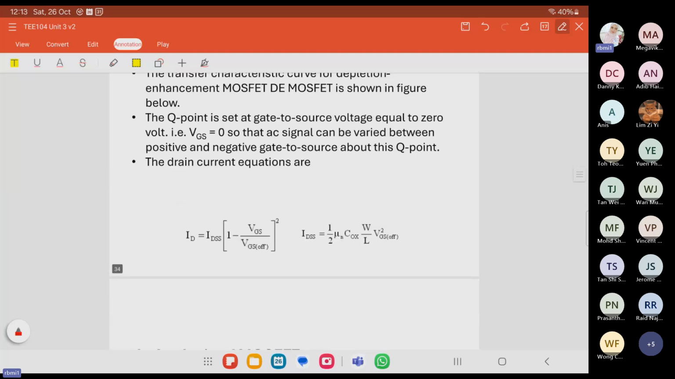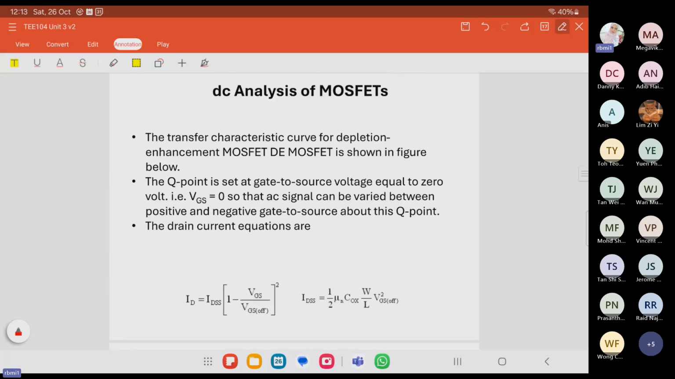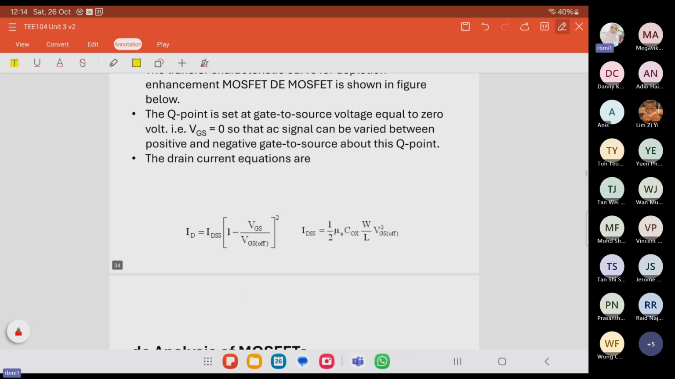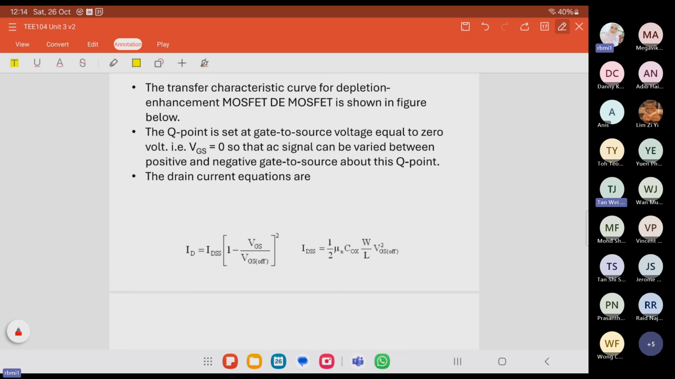Okay, let's see the DC analysis first. This is the explanation for the DC analysis of MOSFET. Transfer characteristic curve for depletion and enhancement MOSFET. These are the names for the MOSFET. As you can see here, for the transfer characteristic curve, we have the Q point, or it is the maximum point. And this is the drain current equation, the ID, for the transfer characteristic curve of depletion MOSFET. VGS off is the cut-off voltage gate to source. Normally the value of IDSS will be given.